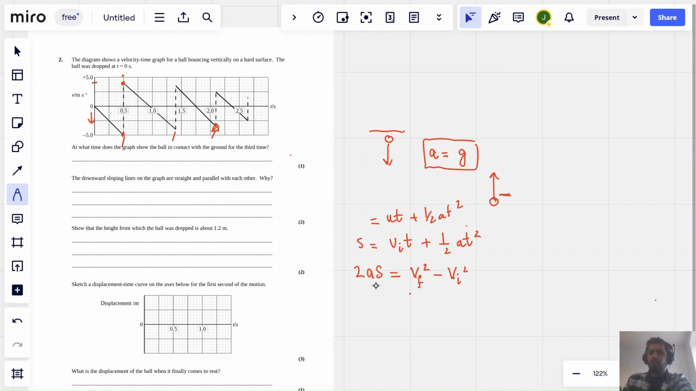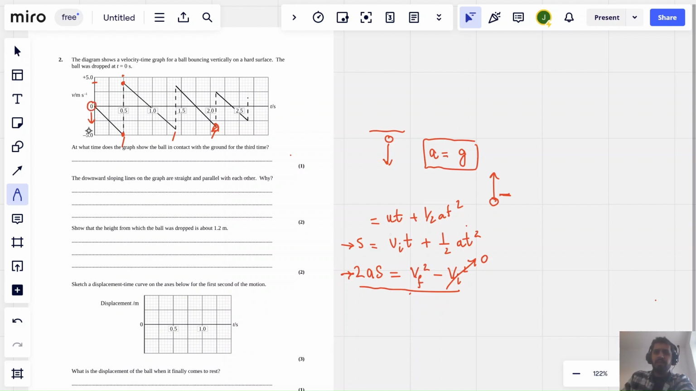So we can use both of these, but if you use the first one, you see we'll have to read the time from the graph. We'll have to zoom in, count the number of squares and everything. So we can avoid that by using the second equation. You can set VI to 0 because the initial velocity of the ball was 0.